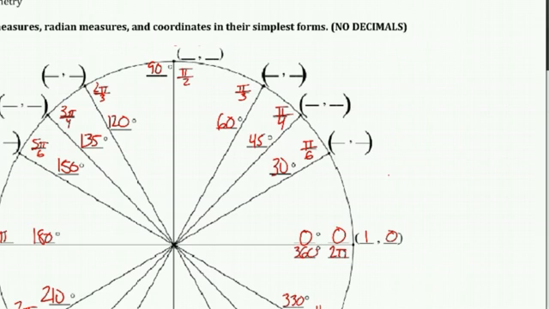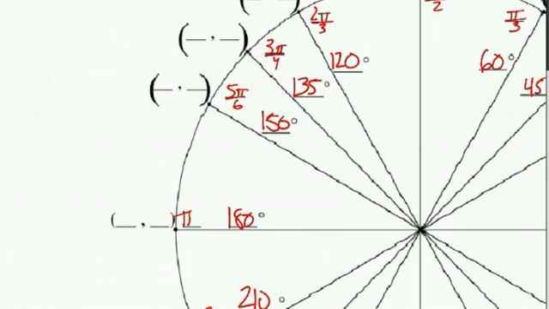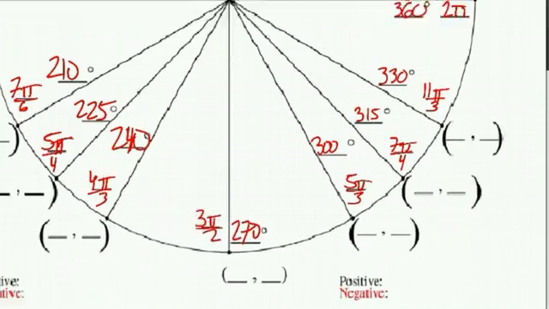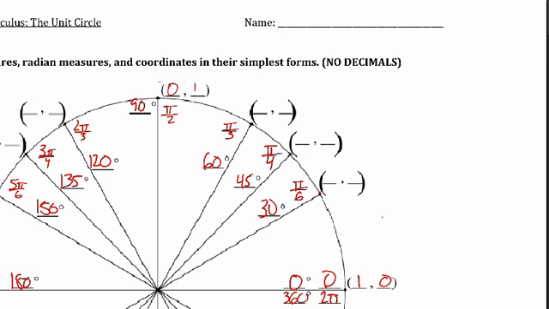Let's fill in some other key points. 90 degrees is going to be 0, 1, because it's 0 on the x-axis, 1 on the y-axis. 180 degrees, that's 1 to the left, so that's going to be negative 1, 0. 270 degrees is going to be 0, negative 1. Now for the x and y coordinates, I actually want to go back to the note page.